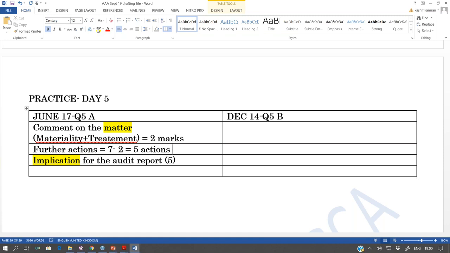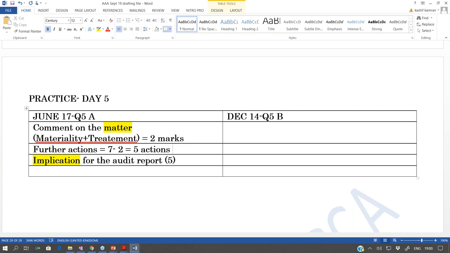Why didn't I write impact in my meta? Because it was given separately for 5 marks. So I get 2 marks for comment on the matters, right? And then how many actions should I write? 7 minus 2. I should write 5 actions.